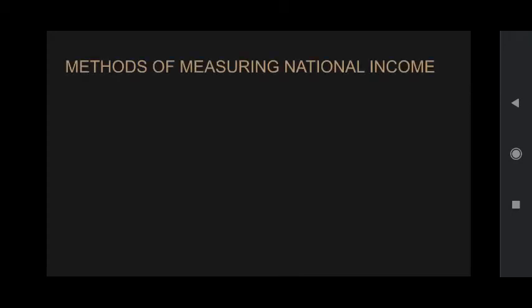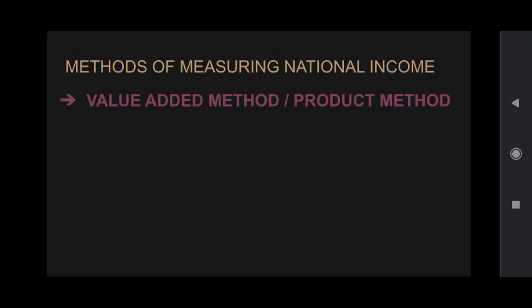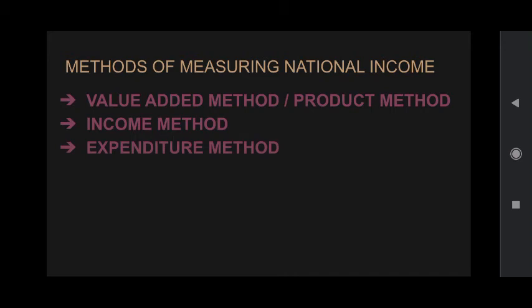Now, the most important part, methods of measuring national income. We basically have three methods of measuring national income. The first is the value added method, also known as the product method. The second is the income method, and the third one is the expenditure method. These three methods are basically used to estimate national income of any economy.